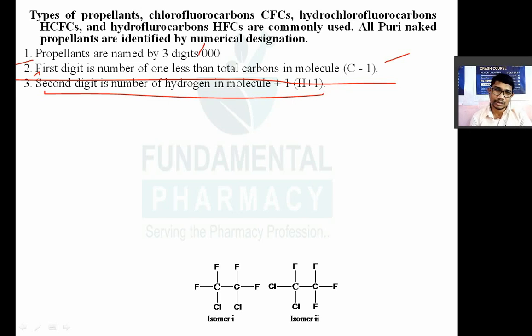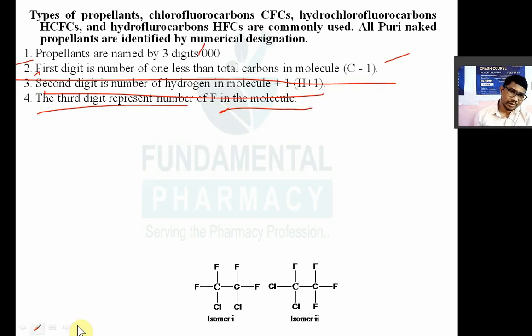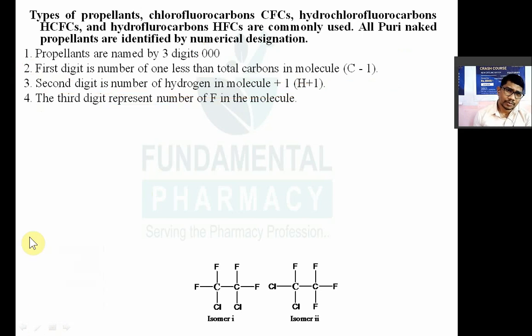So propellants are designated by a 3 digit number. What is the first number? C minus 1. What is the second number? H plus 1. What is the third number? The fluorine atoms. So propellants are named by 3 digit numbers like 000. The first digit is the total number of carbons in the molecule minus 1. The second digit indicates the number of hydrogens in the molecule plus 1. The third digit represents the number of fluorine in the molecule.